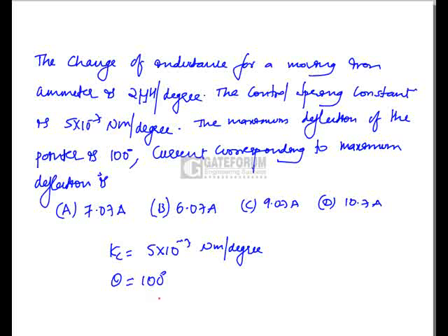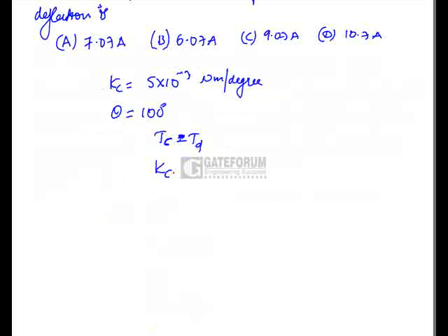Okay, for any instrument we know that the controlling torque should be equal to the deflecting torque at steady state. Otherwise there is no control torque, and the deflecting pointer will read the maximum value of the meter. For every meter at steady state, controlling torque should be equal to deflecting torque. We know that controlling torque is given as Kc into theta. Now the deflecting torque for a moving iron ammeter is given as 1 by 2 I square into dL by d theta. In the question, the dL by d theta value is given as 2 microhenry per degree.